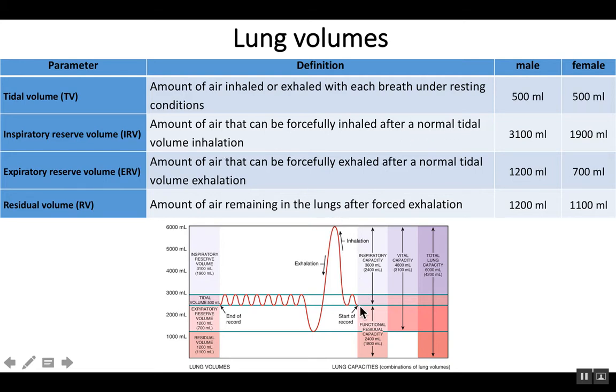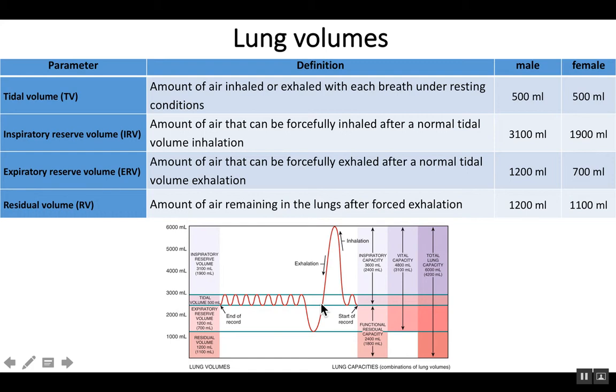On this graph, let's start back here at the start of the record. Normal inhalation, normal exhalation. Normal inhalation, then we inhale that inspiratory reserve. So that volume is roughly 3,100 milliliters in a male, 1,900 milliliters in a female. Then you have to exhale that volume. So this is the same volume, you're just now exhaling it.